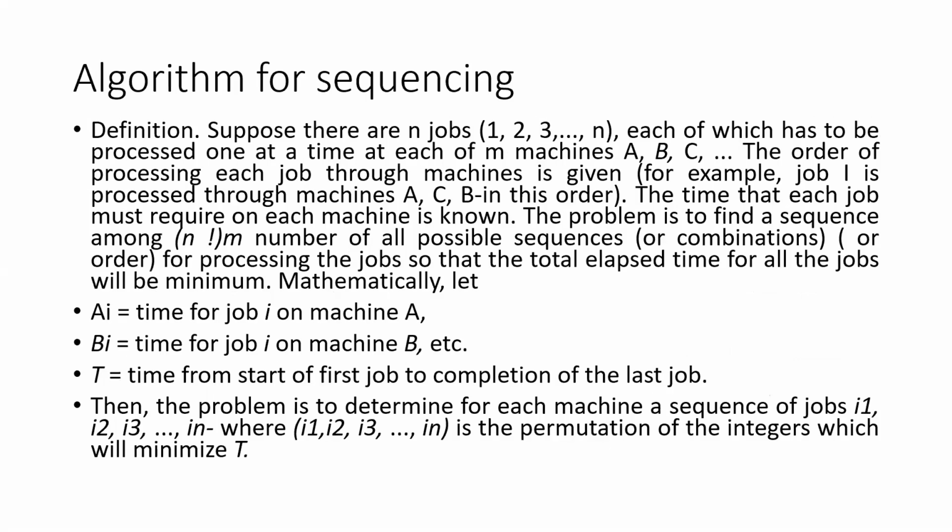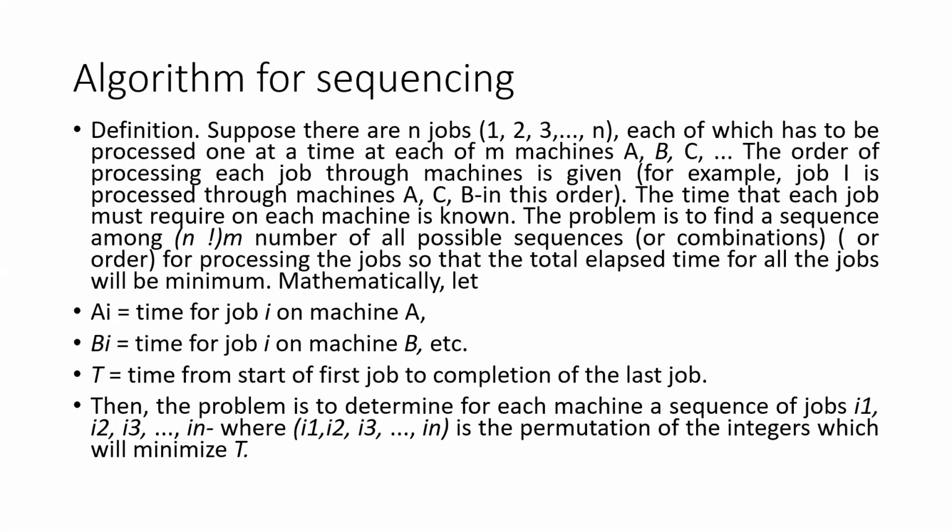So, an algorithm of sequences had been given by Johnson. And what is this algorithm? Suppose there are n jobs, 1 to n, each of which has to be processed one at a time at each of m machines, A, B, C. There are n jobs and m machines. The order of processing each job through machines is given. For example, job 1 is processed through the machines A, C, B in this order. The time that each job requires on each machine is known.